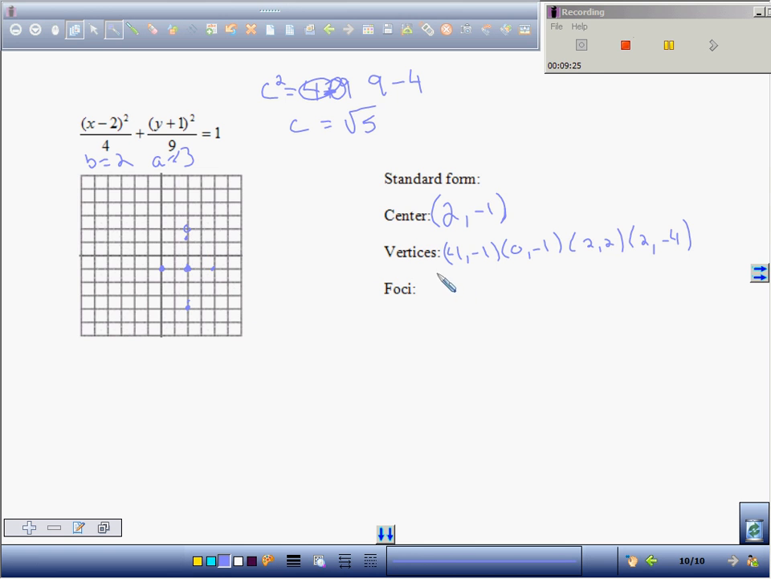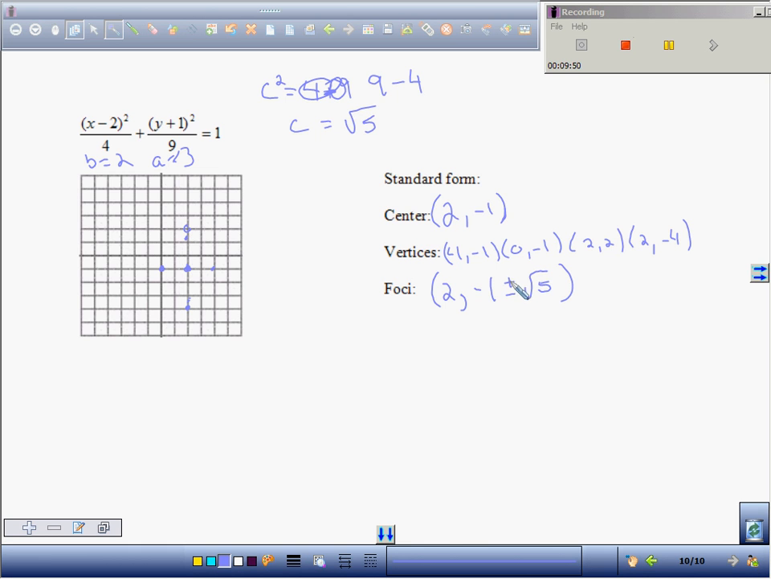So you could write the foci as (2, -1 plus or minus root of 5). Do you see what that is? (2, -1 plus root of 5) is this one. (2, -1 minus root of 5) is that one. That's where the foci are.